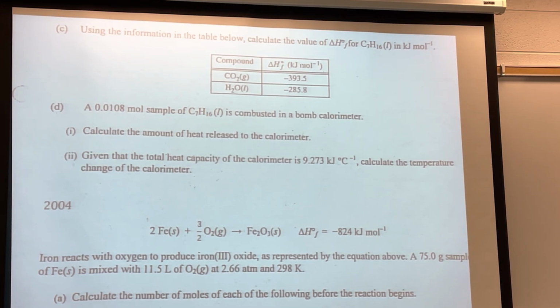So I know how many moles are combusted. How much heat is released to the calorimeter? So what I need to do is, I need to calculate the value of the heat of formation, okay?